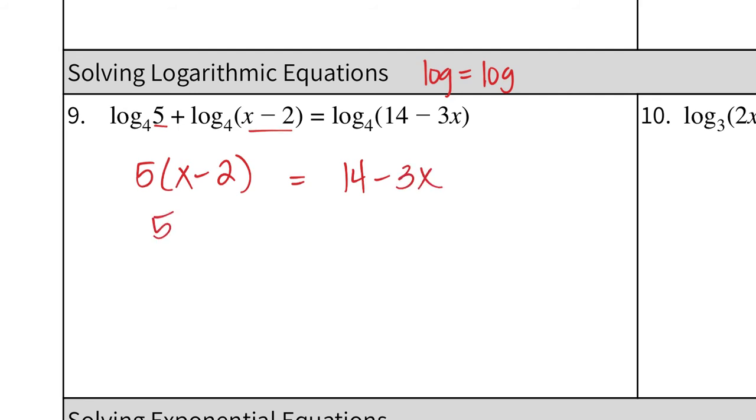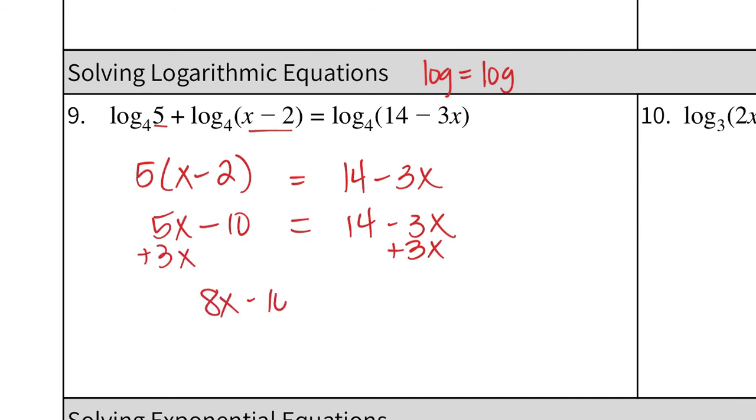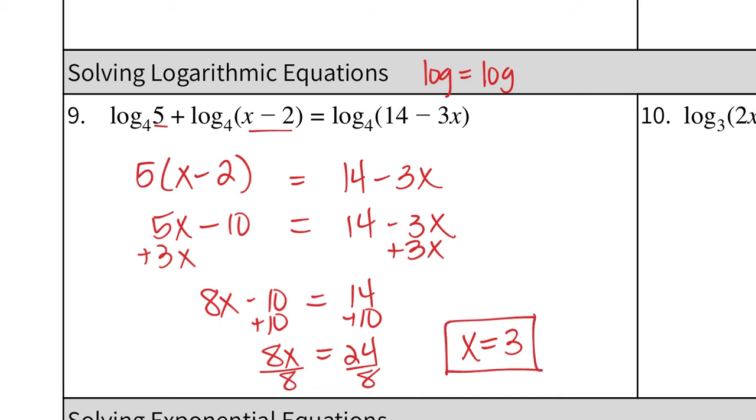Okay, let's distribute. So 5x minus 10 equals 14 minus 3x. Let's get all of our x's over to the other side. So I would have to add. Then let's add 10 to both sides. 8x equals 24. Then last is to divide by the 8. 24 divided by 8 is 3.